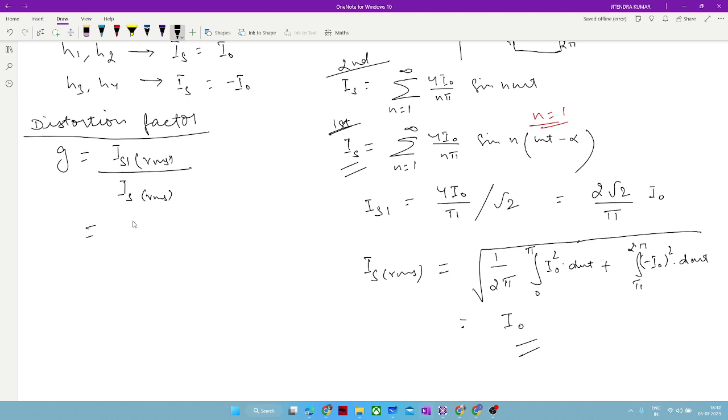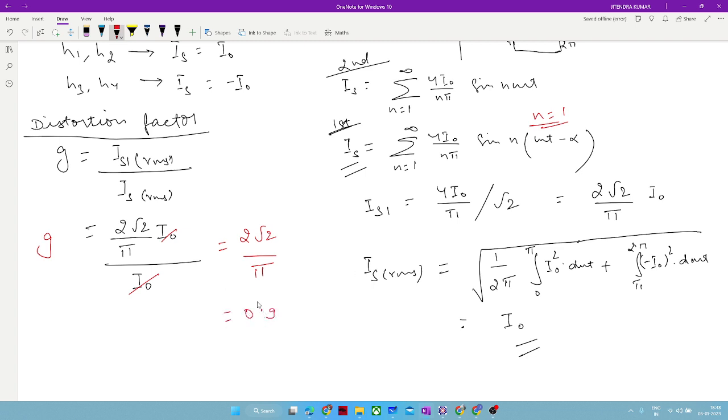Now here, IS1 RMS we computed as 2 root 2 by pi I naught, and IS RMS is I naught. I naught will cancel. You have the distortion factor of 2 root 2 by pi. Let me compute it. So this value will be 0.9.